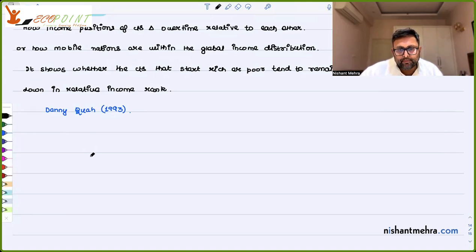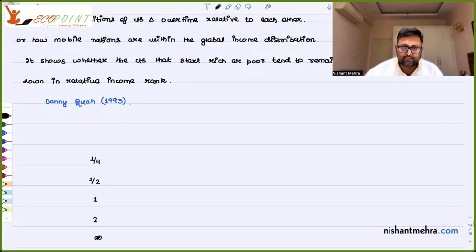Let's say there are countries earning 1/4 of the world average, between 1/4 and 1/2 of the average, between 1/2 and the world average, where 1 is the world average, between the world average and twice the world average, and infinity, more than twice the world average. This is for the year, I think, 1962.